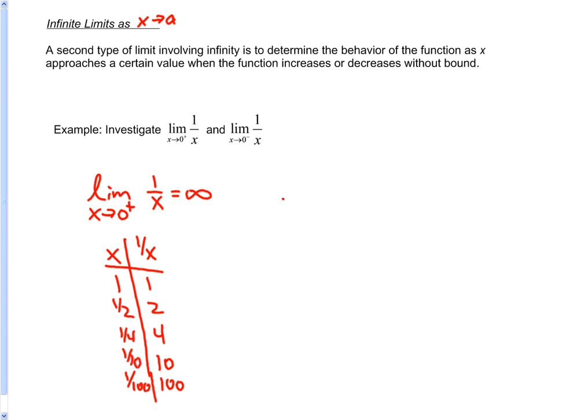If we look at the other situation, as we're approaching 0 from the left side, 1 over x: at -1, we get -1. At -1/2, we get -2.